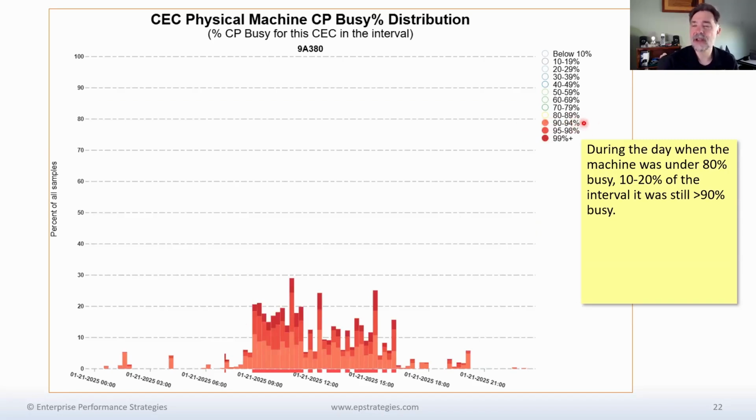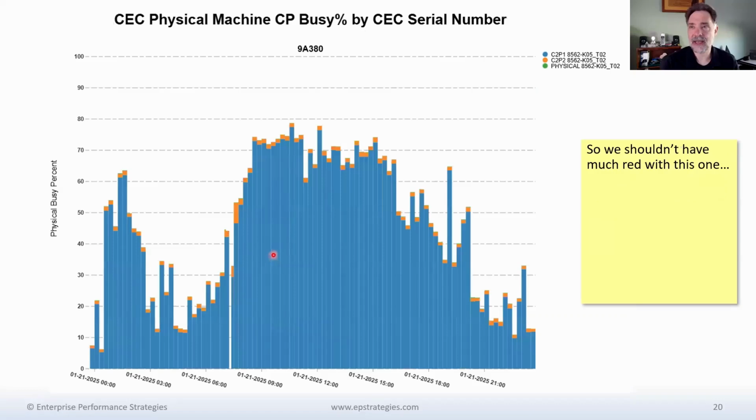percentage distributions here. And so what we see here is, right here, you can see, oh, well, 20% of the interval. So 20% of a 15-minute interval is 1/5 of 15 minutes, which is 3 minutes, right? So there was at least 3 minutes in these intervals here where the machine was actually over 90% busy, instead of when we looked back here, where it looks like we were less than 80% busy.